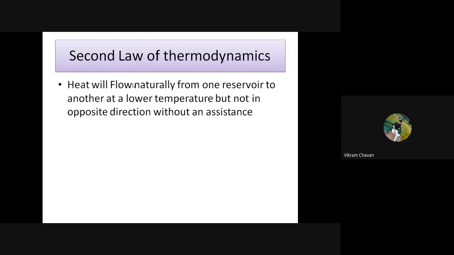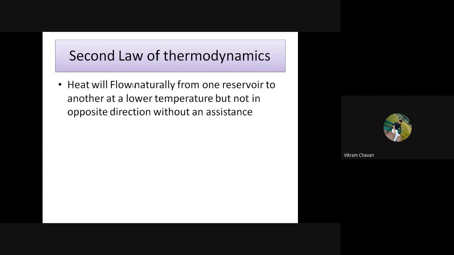Okay, the last one is the second law of thermodynamics. So what does it suggest? It suggests that heat is always transferred from a high energy level to a low energy level, or from a high temperature region to a low temperature region. If you want to transfer heat from a low temperature region to a high temperature region, then you have to perform some work, or some external agency is required to perform work on the system, so that heat will be transferred from the low temperature region to the high temperature region.